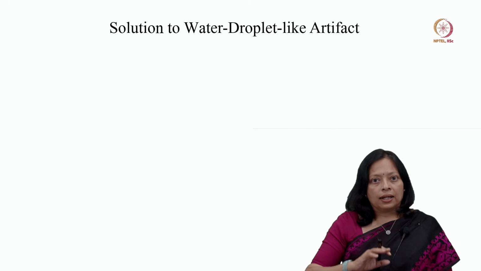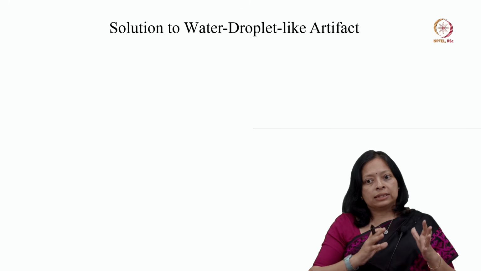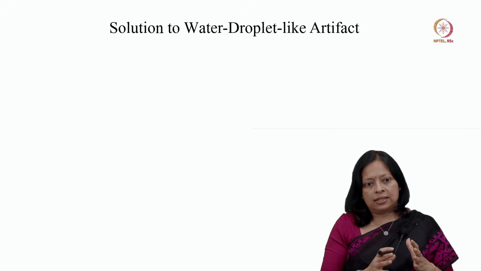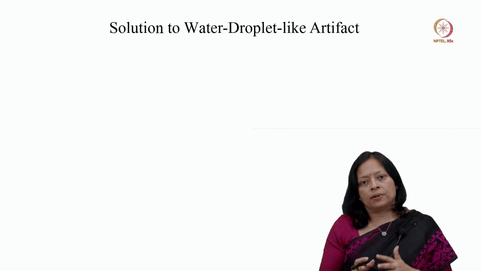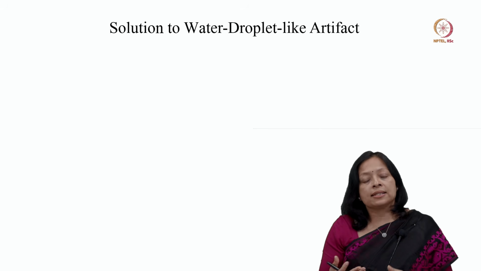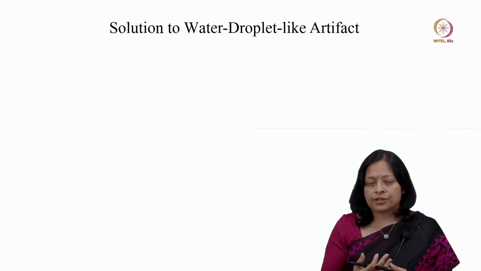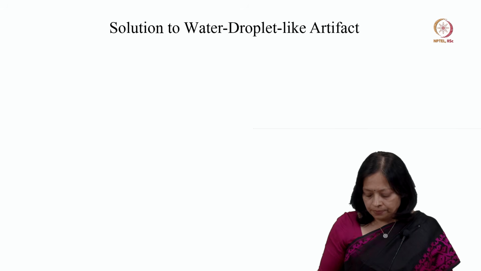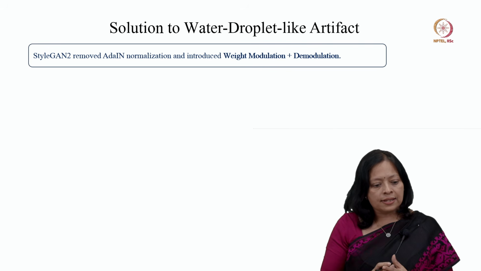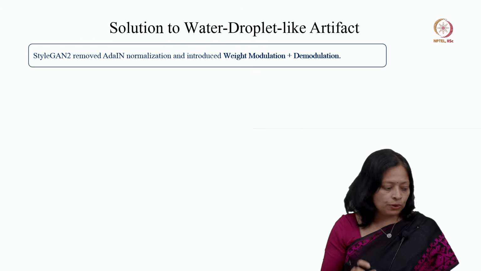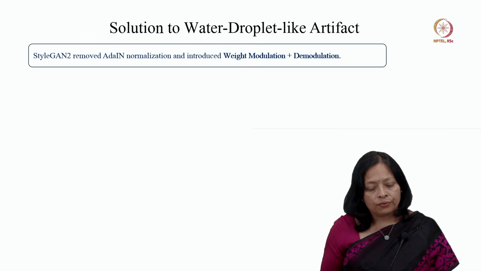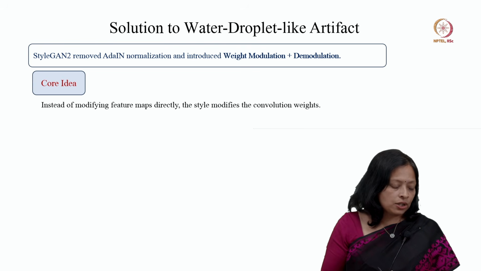So, when we know that this change in the statistics in AdaIN is the main reason for the water droplet kind of artifacts, then what is the solution that is proposed by the researchers? What the scientists did is they removed AdaIN normalization completely and introduced something called weight modulation and demodulation. Now, what is that? What do I mean by weight modulation and demodulation?